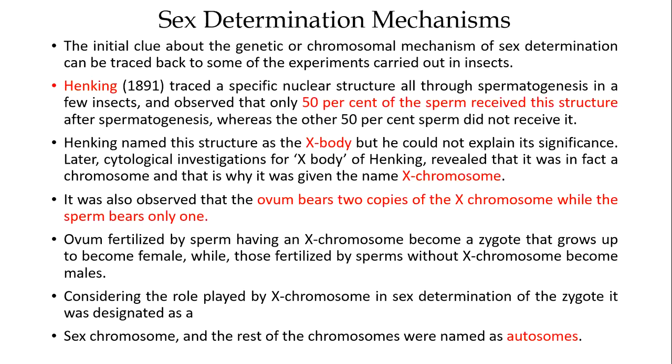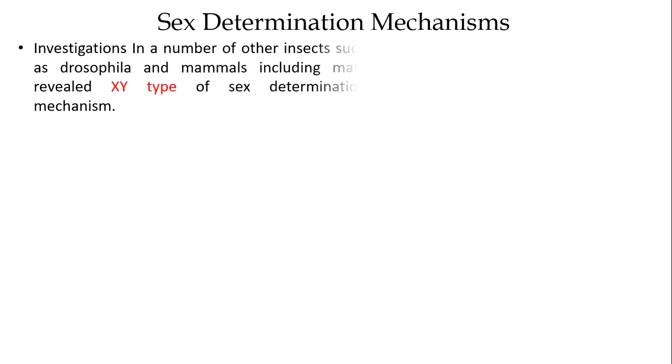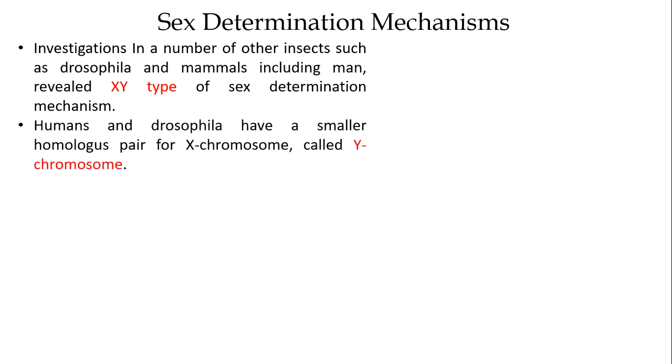Later studies in humans and Drosophila revealed the presence of a homologue of X chromosome, which was named as Y chromosome and was present in sperms without X chromosome. Investigations in a number of other insects such as Drosophila and mammals including man, revealed the presence of XY type of sex determination mechanism in these organisms. Humans and Drosophila have a smaller homologous pair for X chromosome, called Y chromosome.